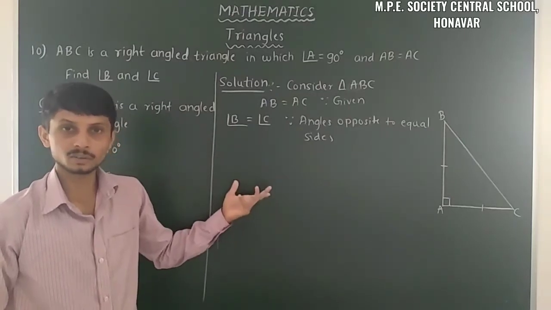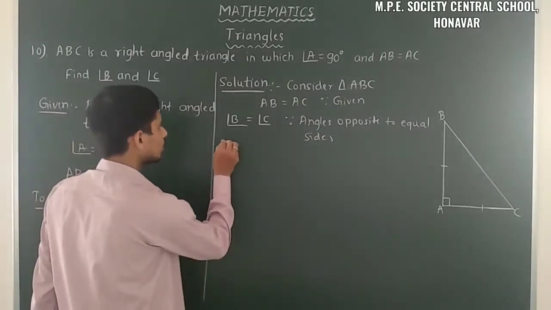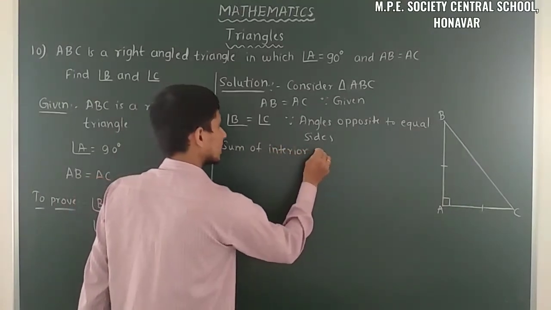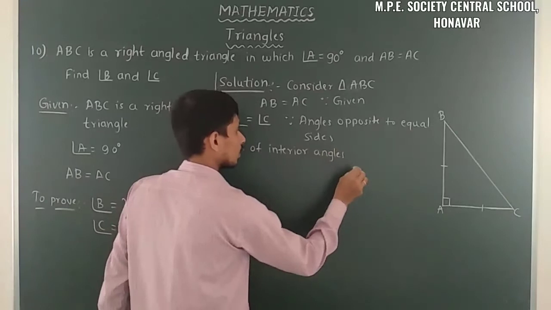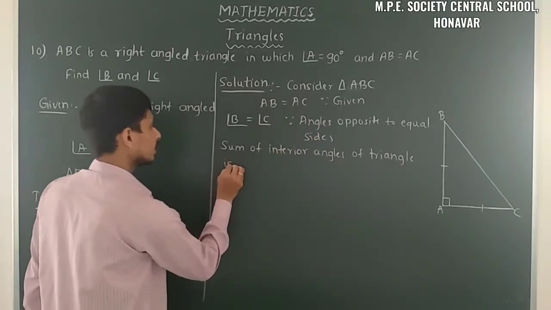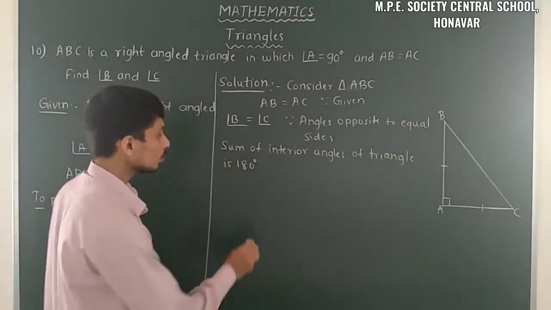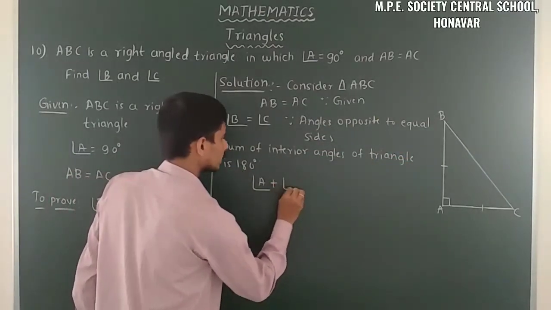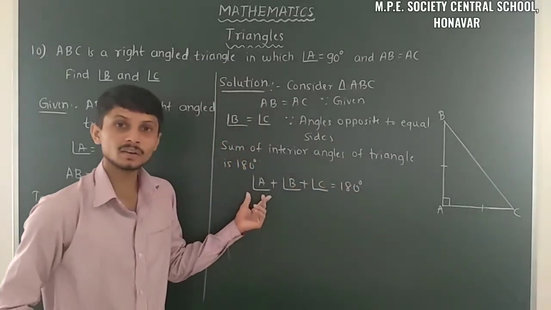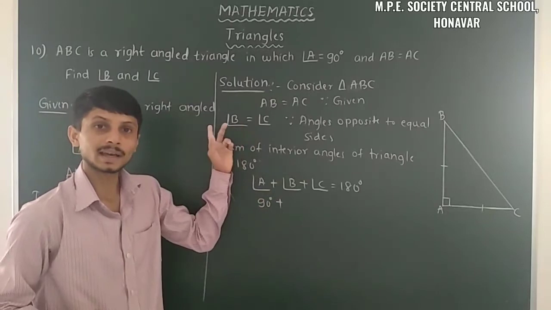Also here we have to consider that the sum of interior angles of a triangle is 180 degrees. So we can write angle A plus angle B plus angle C is equal to 180 degrees. Angle A we have, it is 90 degrees. So we have the proof that angle B is equal to angle C.